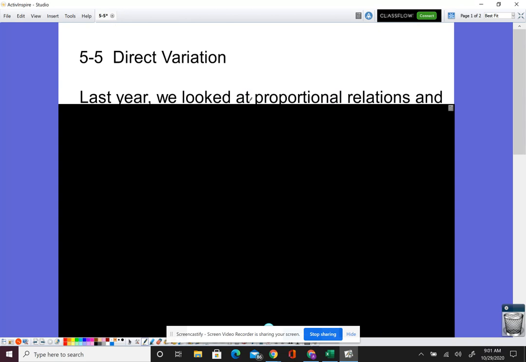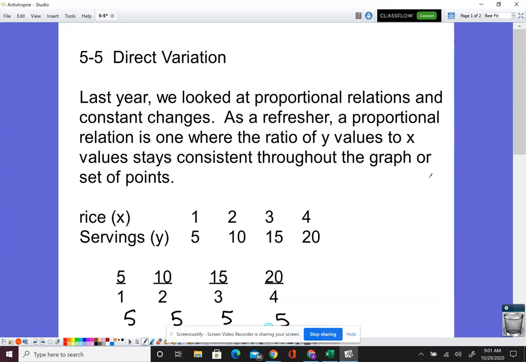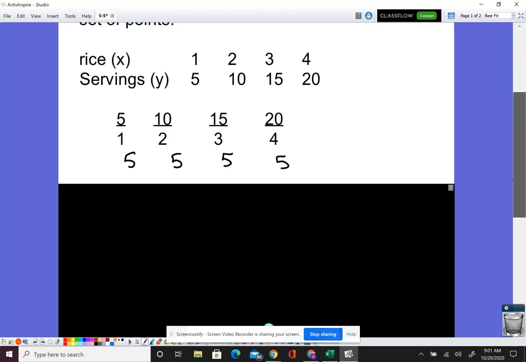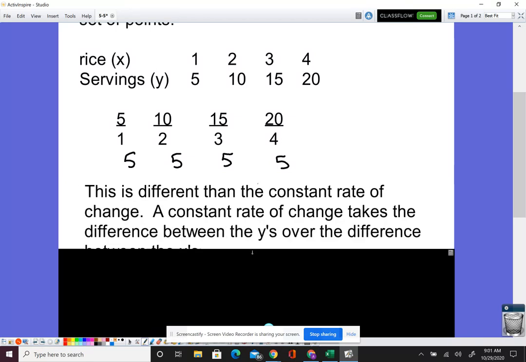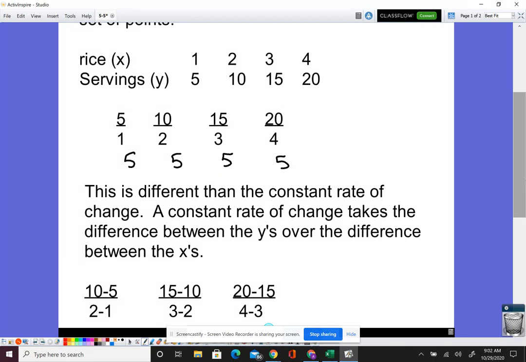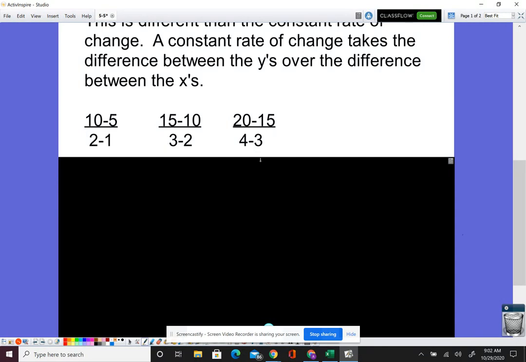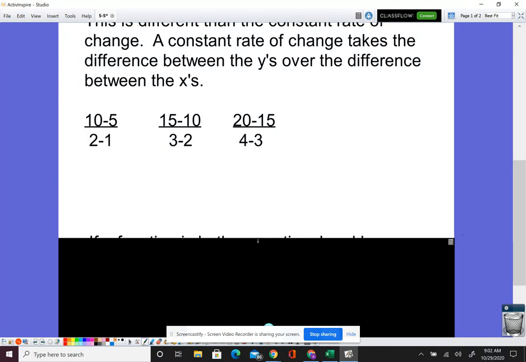Now, a constant rate of change, what did I do? A constant rate of change says that we are going to have the difference between our y's over the difference between our x's. So that proportion between the differences needs to be the same in order to have a constant rate of change. Yeah, there's a reason why I don't use this screen revealer.